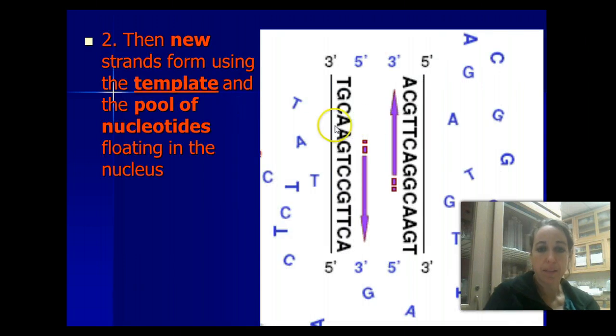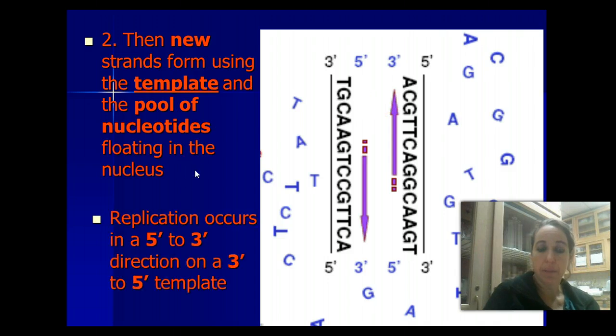The second step is that we will add in the correct bases, and that's using the enzyme DNA polymerase. So that's going to add in the correct nucleotide bases going in the 5' to 3' direction is how they get added in, 5' to 3'. Okay? So it adds in the bases 5' to 3'.